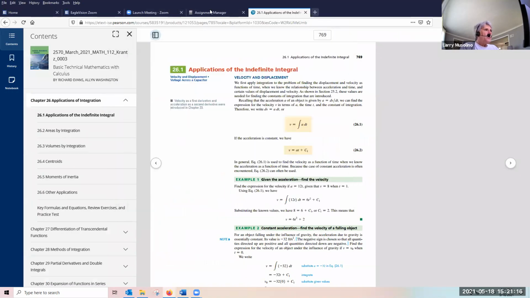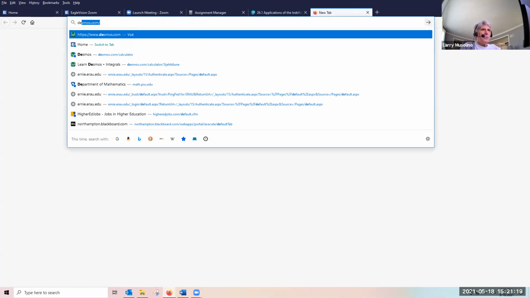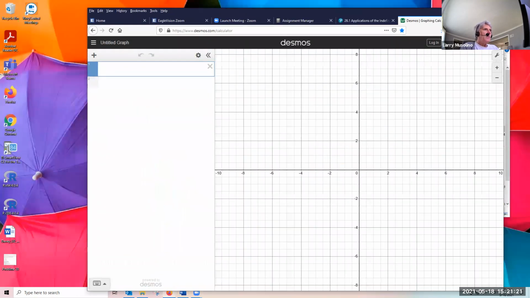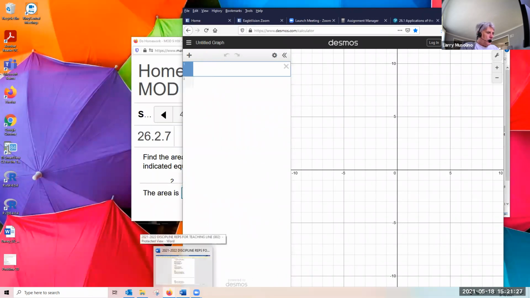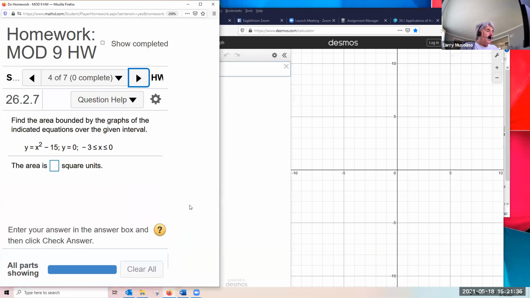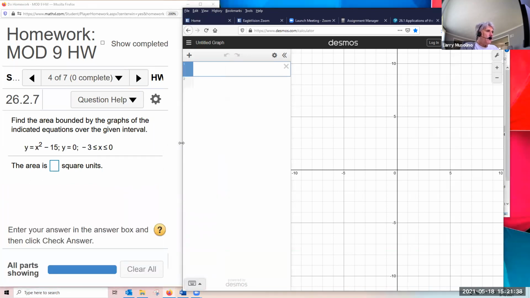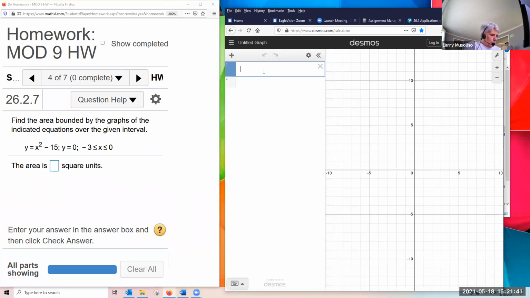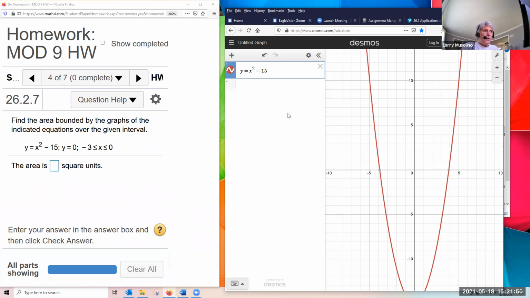Let me go to Desmos here. And I'll put this side by side if I can. And let me go back to the homework. All right, here was the homework problem. All right, so I'm going to graph these two functions. The first function is y equals x squared minus 15. I know that's a parabola, so here's what it looks like. Okay. The second function is y equals 0. Well, y equals 0 is the x-axis.